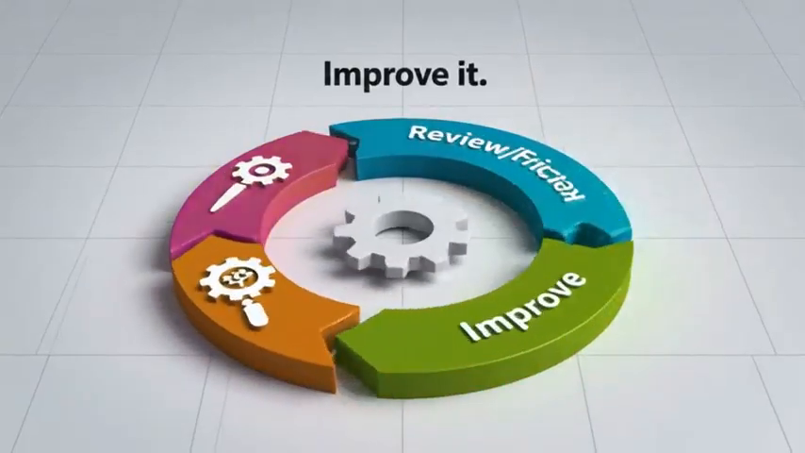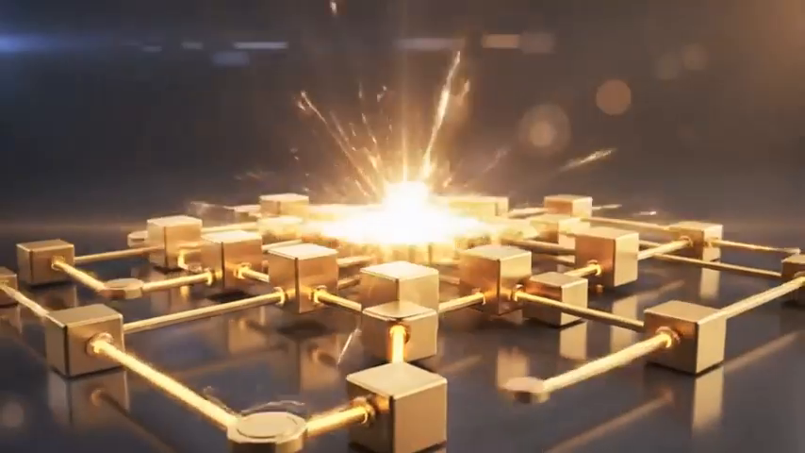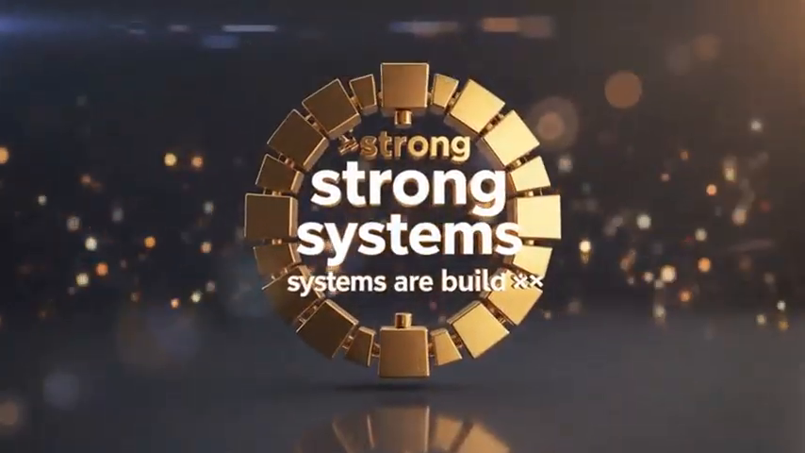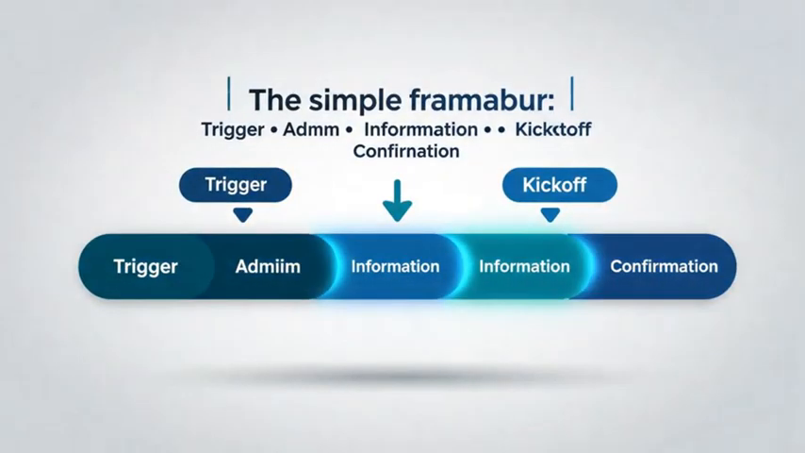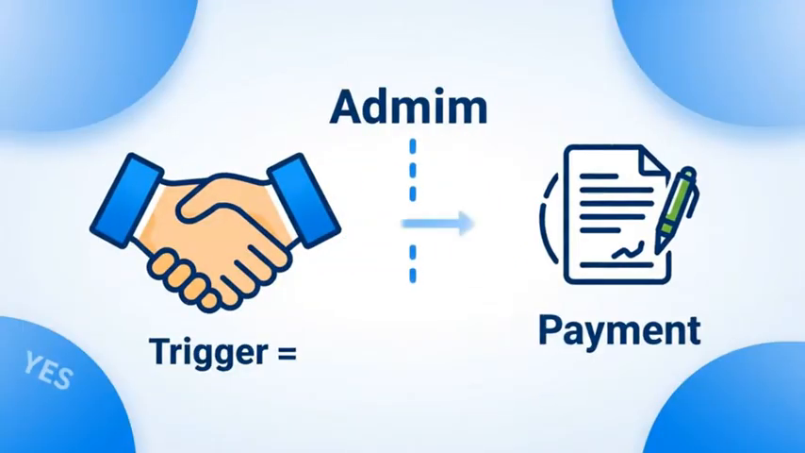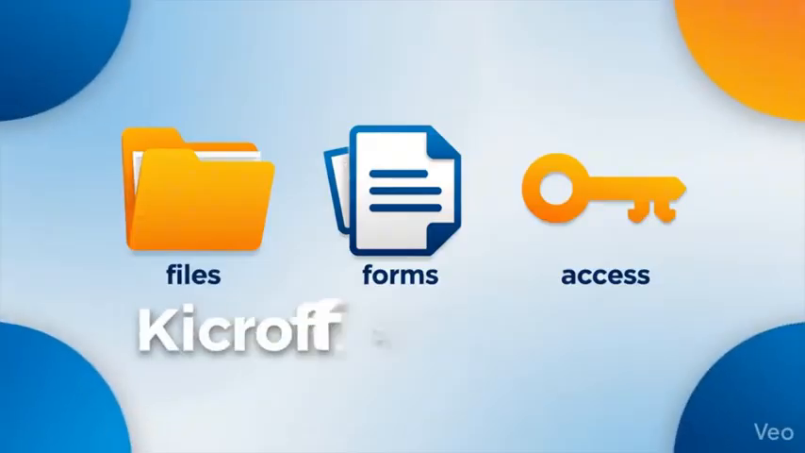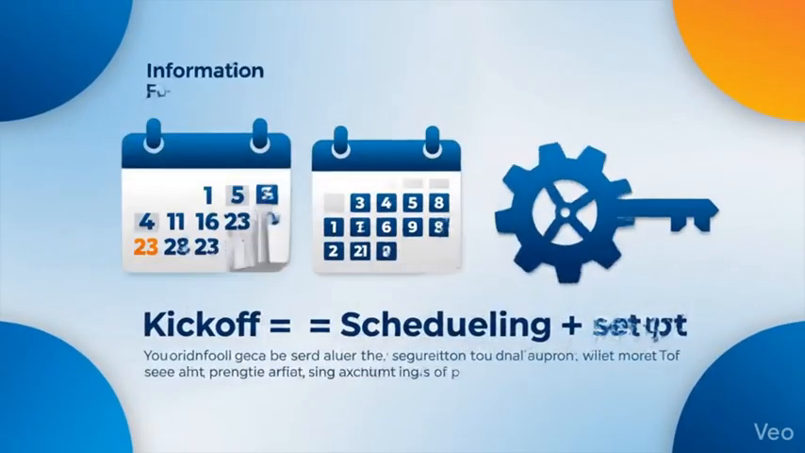If you want to keep this simple, remember this formula. Trigger, admin, information, kickoff, confirmation. Trigger, the client says yes. Admin, contract and payment. Information, forms, files, and access. Kickoff, scheduling and setup. Confirmation, timeline, next steps, and project start.